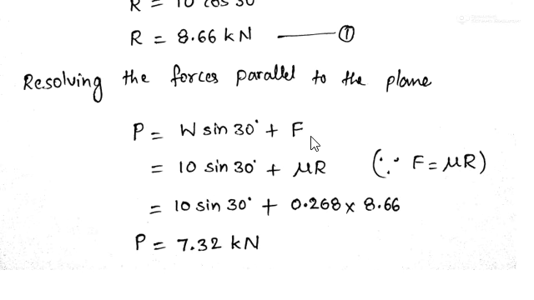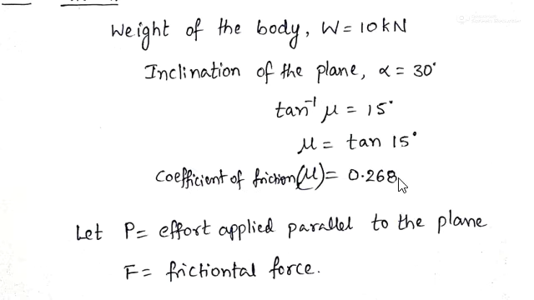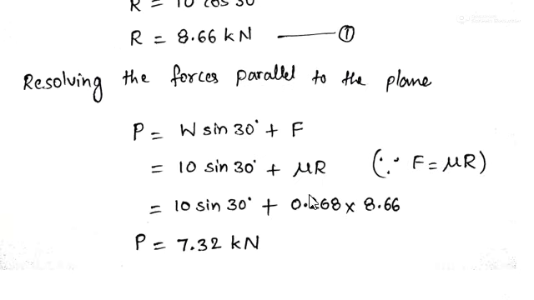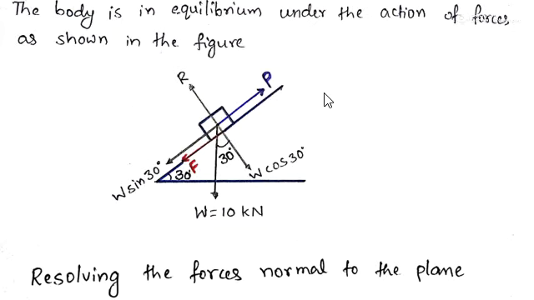So W is 10 kilonewtons, sine 30, and F, we know F is equal to mu into R. Why? Because mu is equal to F by R. So we can write F is equal to mu into R. Frictional force is equal to coefficient of friction into normal reaction. So from the basic principles we know this formula. So when you write F is equal to mu R and substitute mu value 0.268, from the given data, and R value we got in the previous step, 8.66, and if you substitute these values and you simplify, we are getting P, that is effort, as 7.32 kilonewtons. So this is the effort required to move the body up the plane.